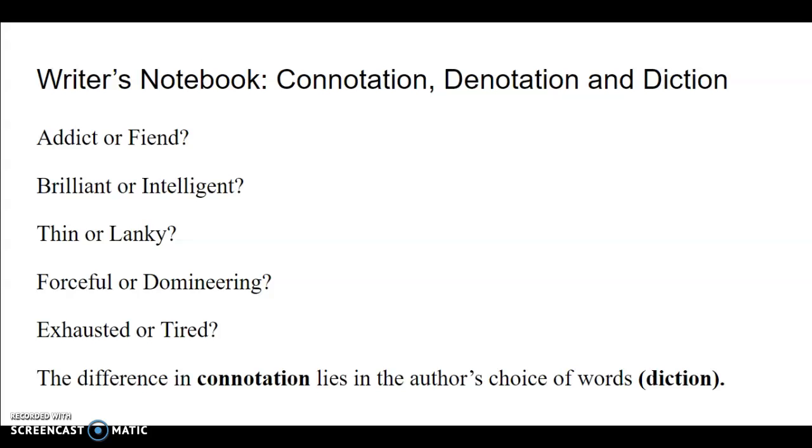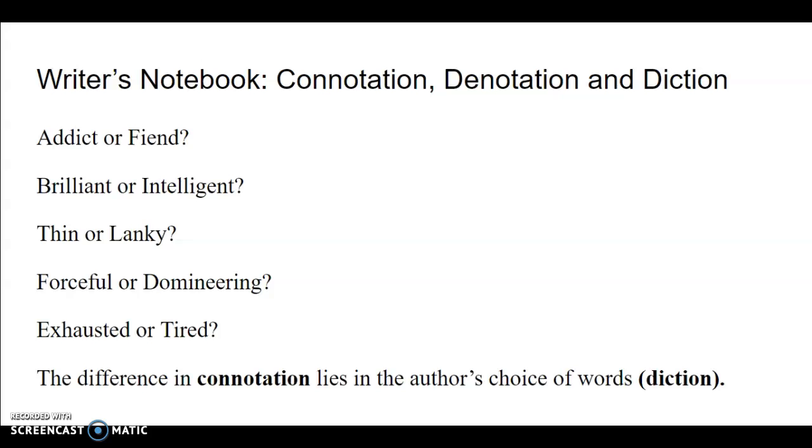And on the flip side, you can take a word and give it, just like I did with addict and fiend, a negative connotation. And so what's a negative connotation for intelligent? Well, that's easy, brainy, or know-it-all. It means intelligent, but you're saying it with a negative connotation instead of with a positive connotation like brilliant.